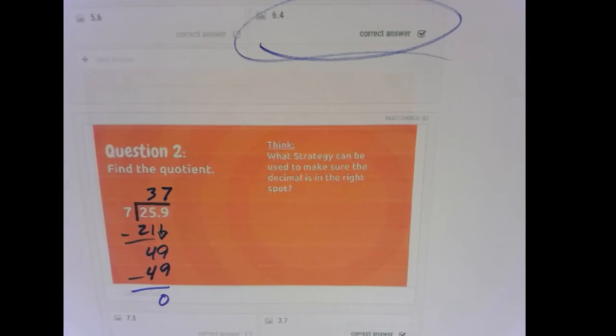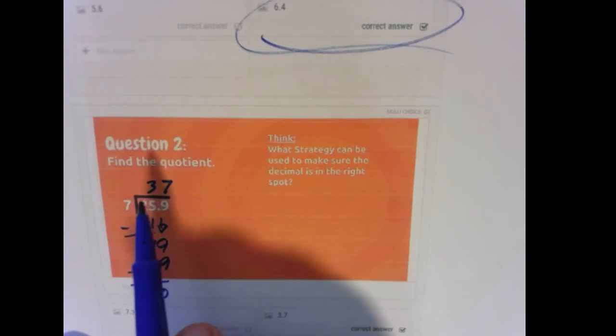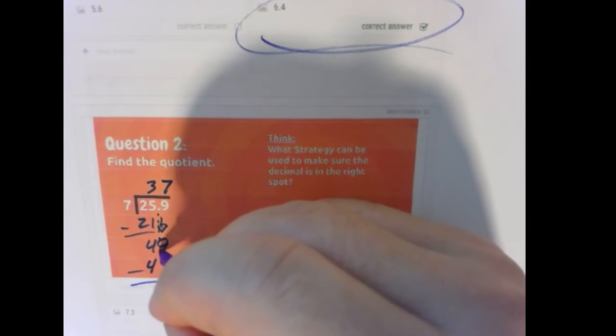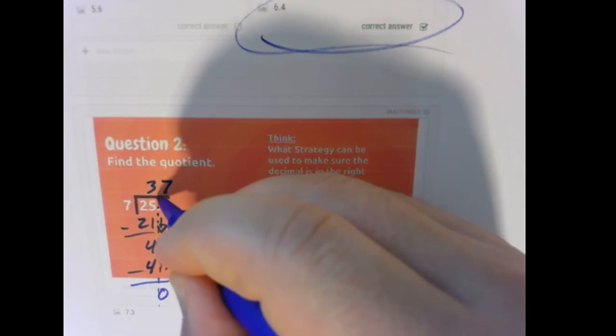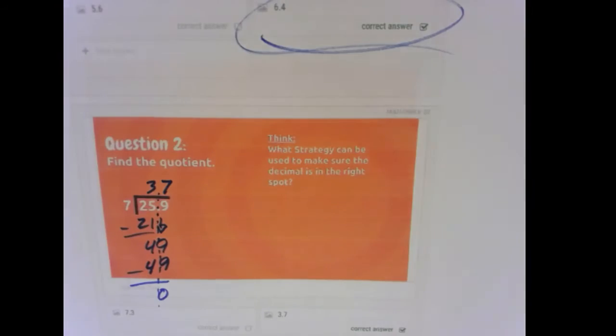Okay, so then we have to think, if we're careful on this, we place the quotient numbers correctly, we would be able to see that it's all the way down this way, and then all the way up is where the decimal is going to fall. But then we can also use common sense as a strategy. How many times does 7 fit into 25? 3 times and a little bit more. So 3.7 would make the most sense.